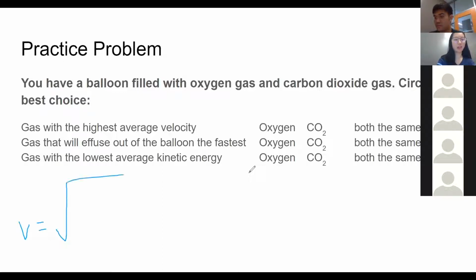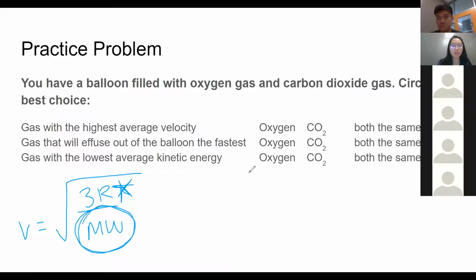Let's rewrite our average velocity equation so we can look at it. Yes, Michael is right. Because these two gases are in the same balloon, we can assume they're at the same temperature, so we can cross out temperature. That's not going to matter. The only thing we need to focus on is the molecular weight. Which gas has the heavier molecular weight? It's going to be the CO2.